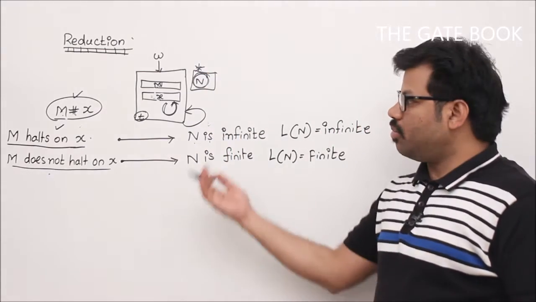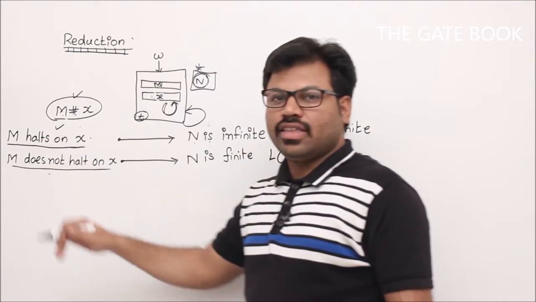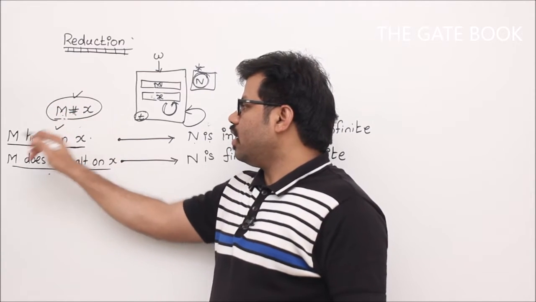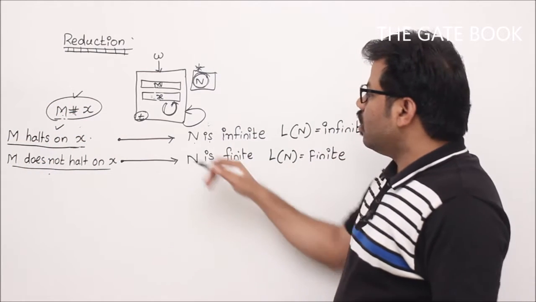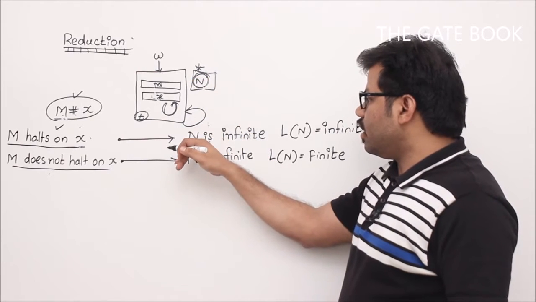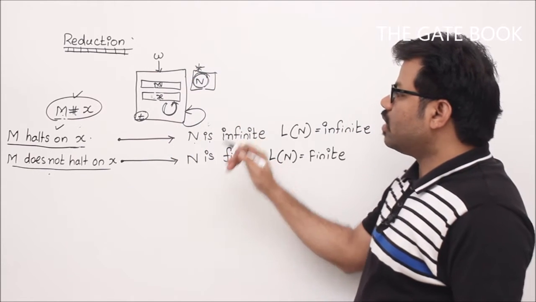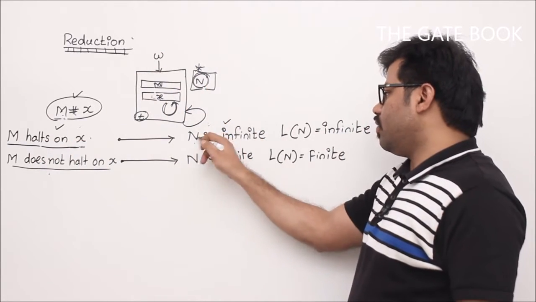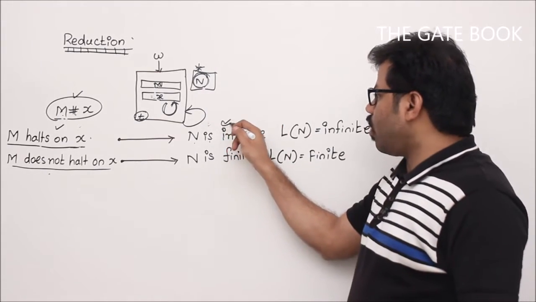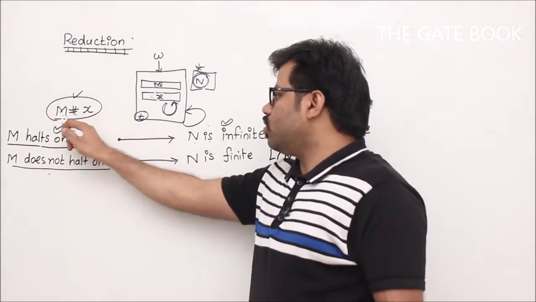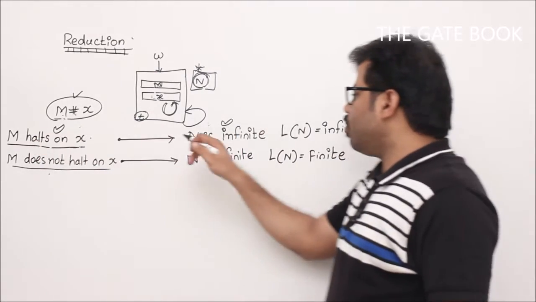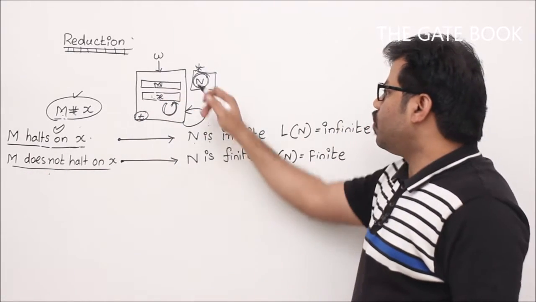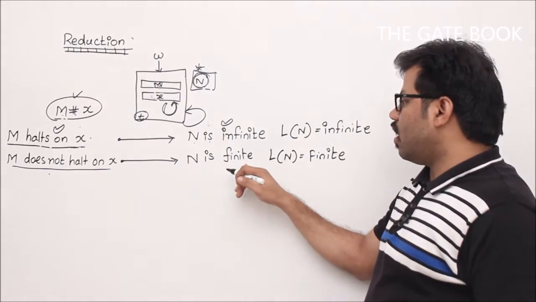So finally, whenever you have taken M and x such that M halts on x, then your Turing machine N is accepting every string. Then I can say that your Turing machine N is infinite. Let's treat this as a new problem. Now this problem is reduced to this problem: M halts on x is nothing but N is infinite. Now if M does not halt on x, then your Turing machine N is accepting a language called finite.